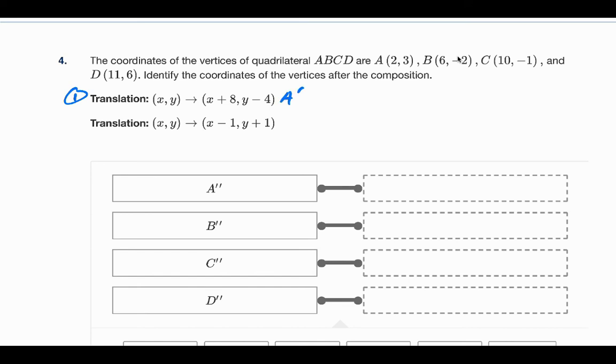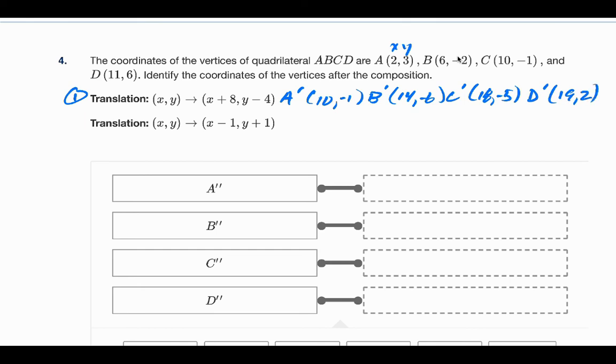And again, we're going to just do kind of what we just did with the last problem. So I'm just going to go ahead and write it out for you. We're going to say our x and y here. So 2 plus 8 is 10. And 3 minus 4 will give us -1. If we do the same thing for the other ones, we'll get B prime as (14, -6). For C, our C prime will now give us (18, -5). And then our D prime will give us (19, 2).